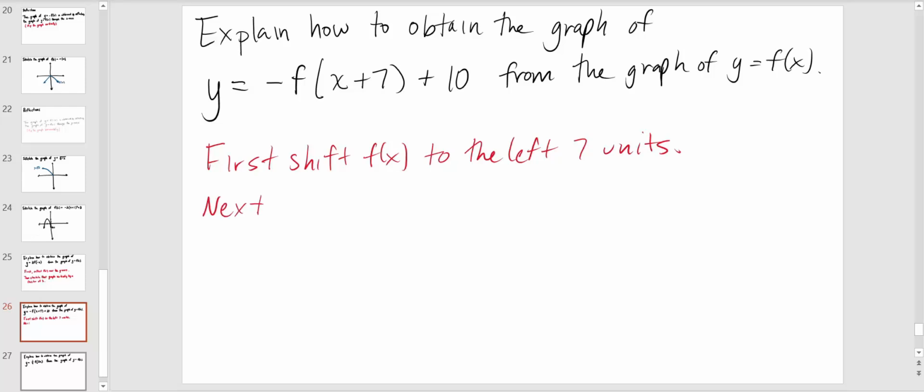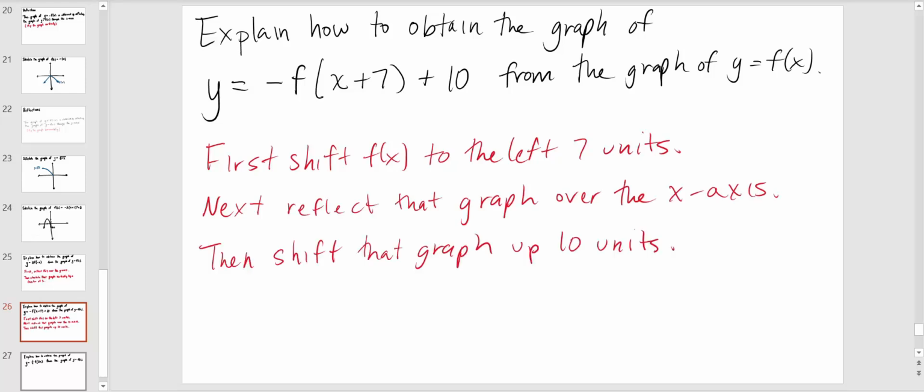Next, let's see, what would be next in the order of operations? This multiplication comes before this, and it matters what order you do this in. Next, we're going to apply this negative on the outside. That's a vertical reflection. So we're going to reflect that previous graph over the x-axis because it's a vertical reflection. Then we apply the plus 10. That's on the outside, so it's a vertical effect, and it's going to shift the graph up 10 units.